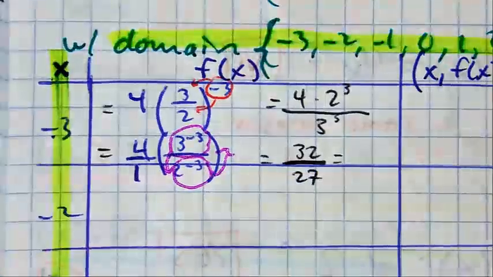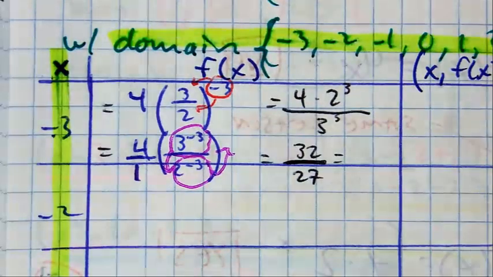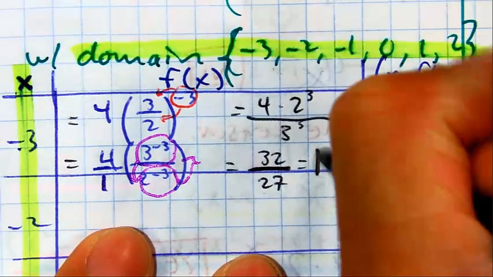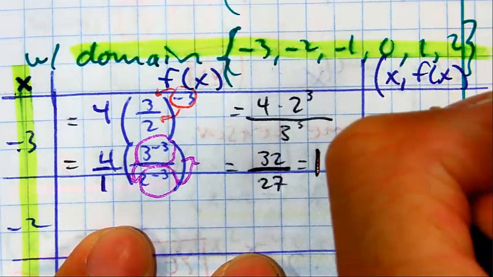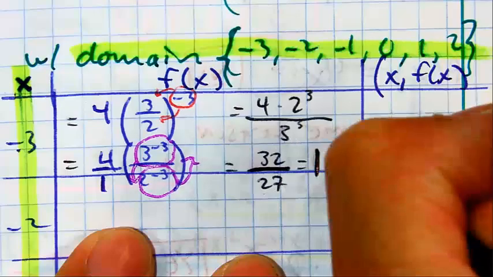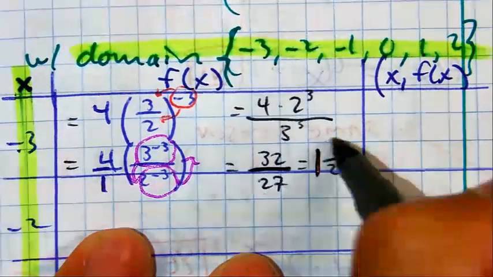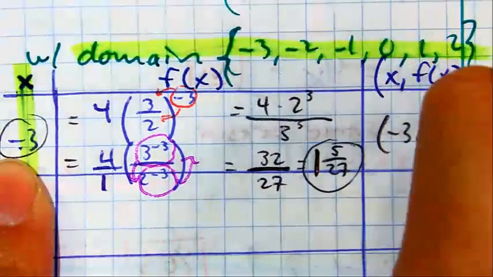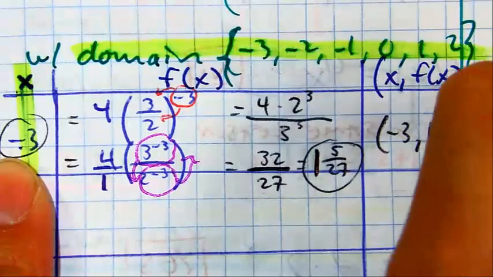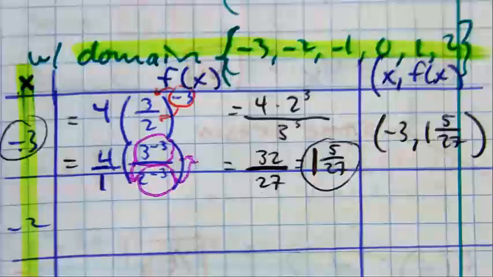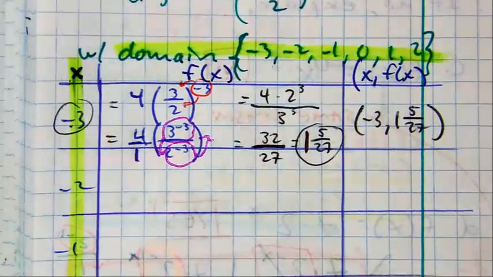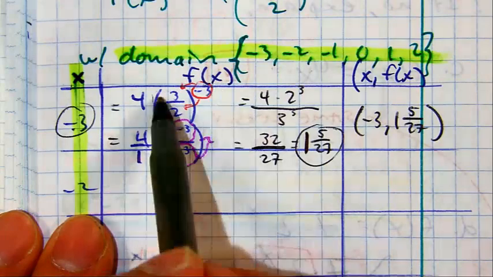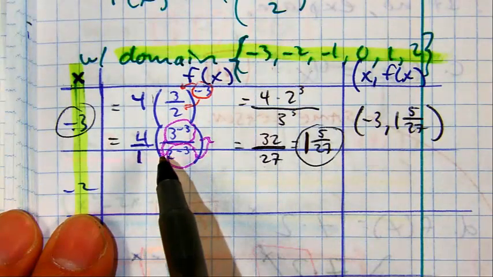Let's just put it in number sense. This improper fraction kind of doesn't help us understand it's between what two numbers. So 27 goes into 32 how many times? What's your remainder? Over 27, right? So my ordered pair is going to be -3, comma, 1 and 5/27. Another way you could have done that is take this whole thing and put it into the denominator and then simplify it. It would have worked that way too.